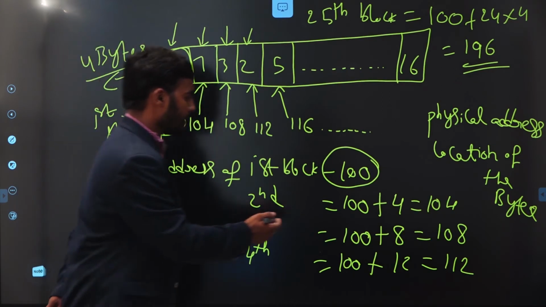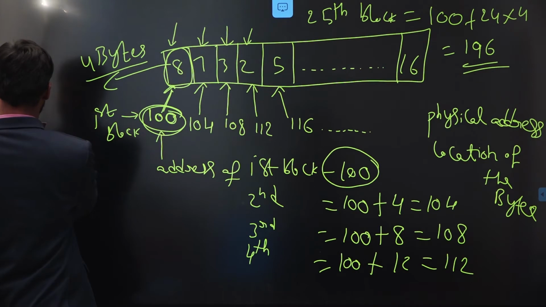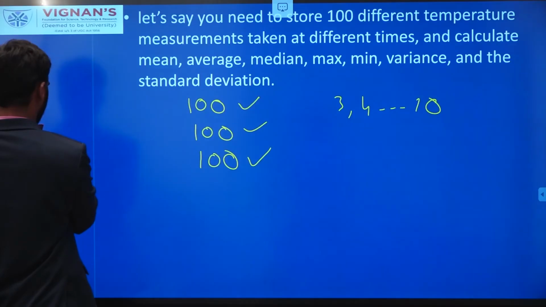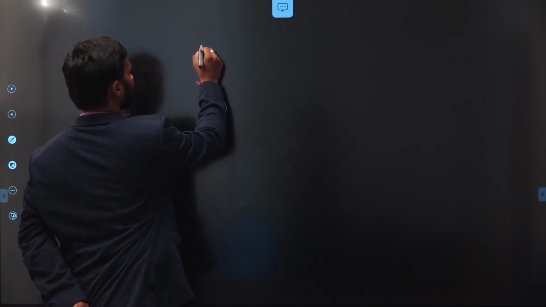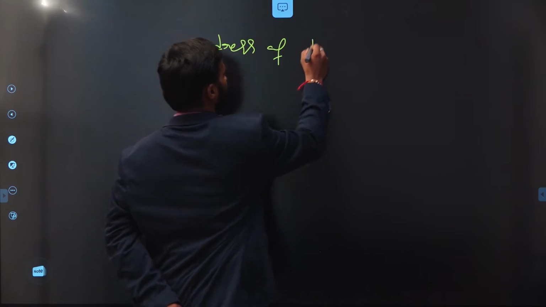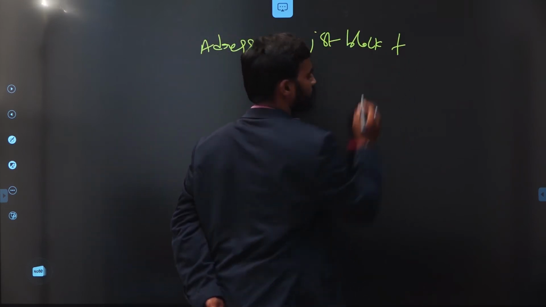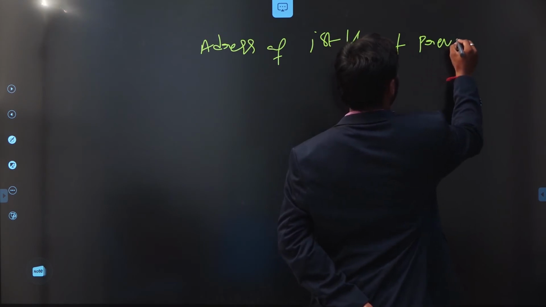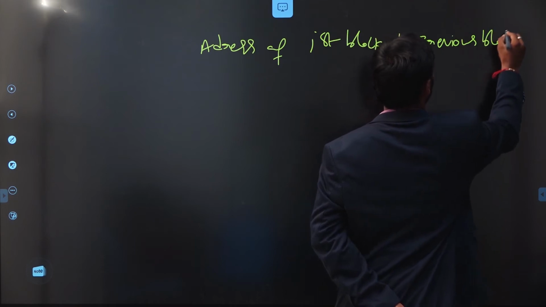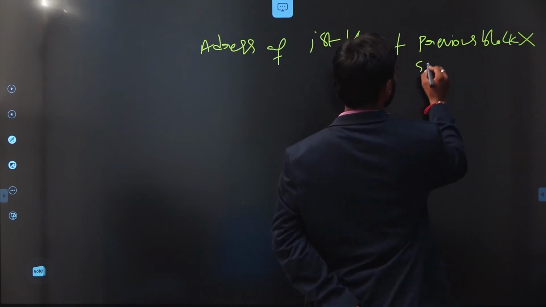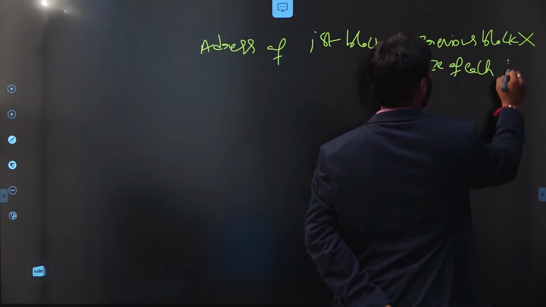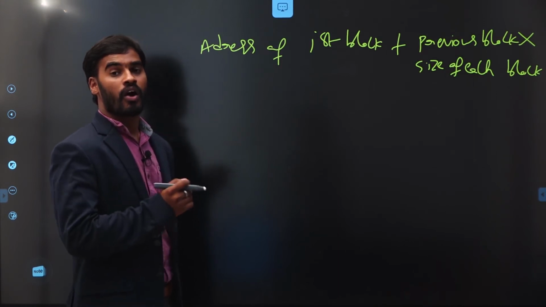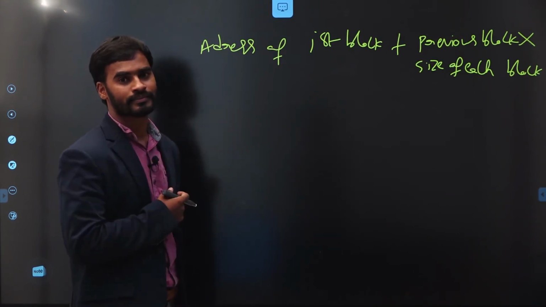If you know these two values, then you can compute the address of the remaining blocks by using a formula like this. The formula is: the address of the first block plus the count of previous blocks, how many blocks are there before that, into the size of each block. This is the formula.